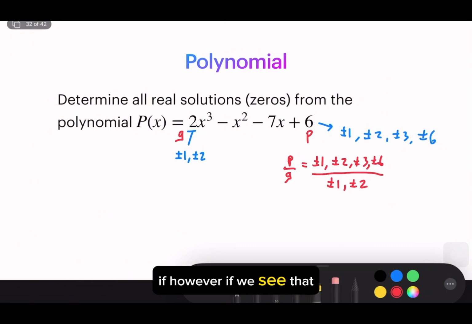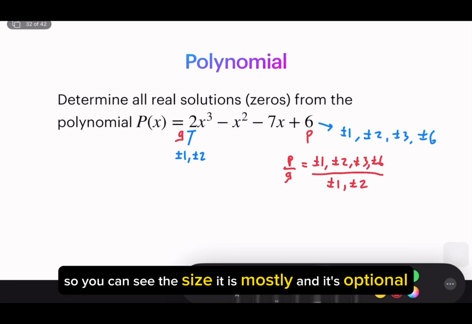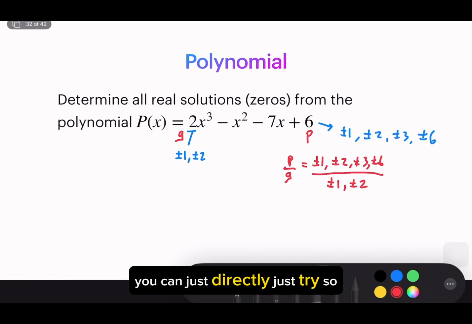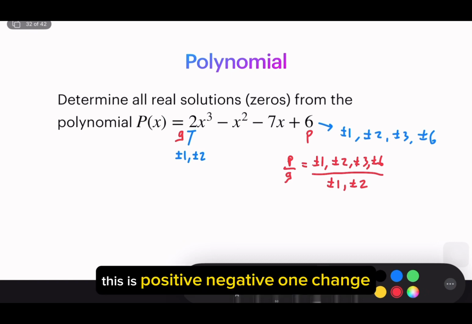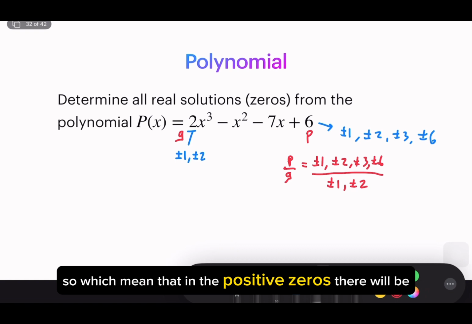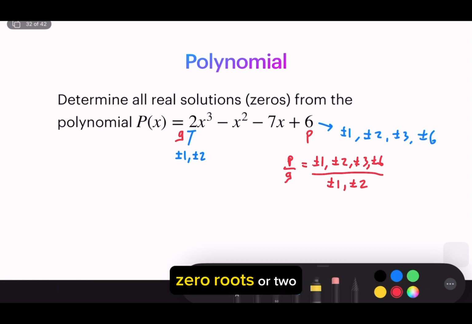However, if we see that maybe that is still too much to select, maybe we could narrow it. And how to narrow it? Basically it's just like a prediction, so you can see the signs. You can just directly try and solve. This is positive, negative, one change, and then we have another change. Okay? Two changes, which means that in the positive zeros, there will be 0 roots or 2.